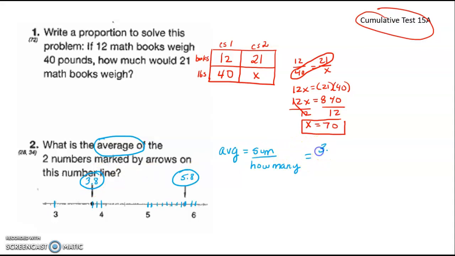And I'm going to add them. And then I'm going to divide by 2. So that's 3.8 plus 5.8 is 9.6 divided by 2, which is 4.8. Something close to that.